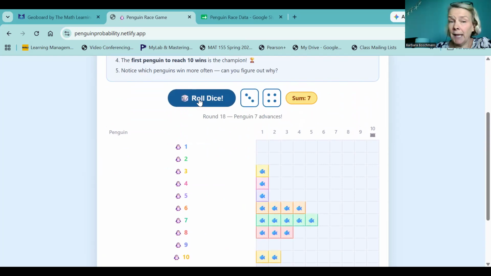One of your students is going to go, hey, I had penguin number 1. Why can't it win? Good opportunity to discuss why you can't get a sum of 1 when you roll a pair of dice.